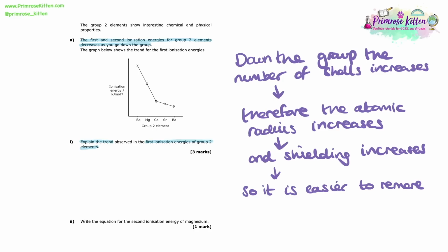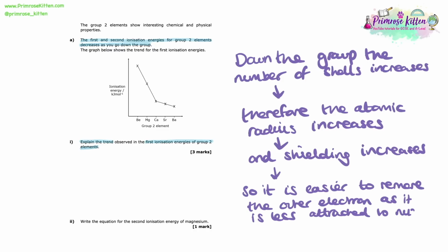And so those are 3 key points that we need to say to get our 3 marks here. Firstly, we want to talk about how the atomic radius changes and how it increases. Then talk about how shielding increases because it is a different factor. And then link it back to the attraction between the outermost electron and the nucleus.